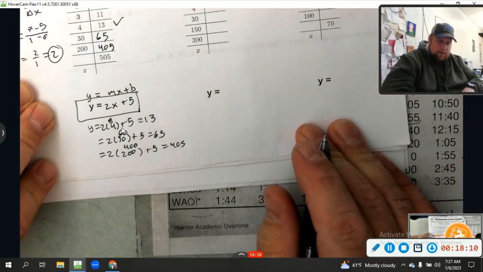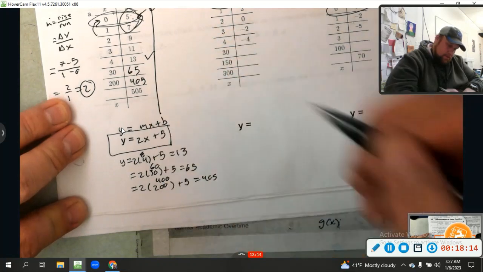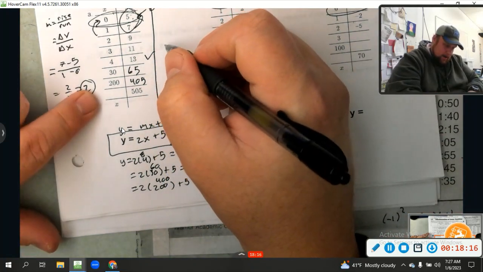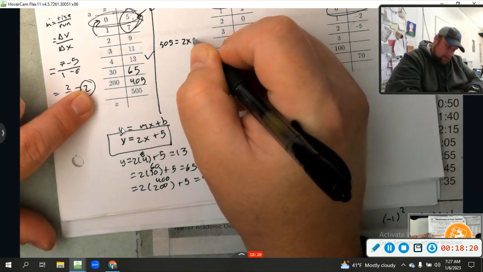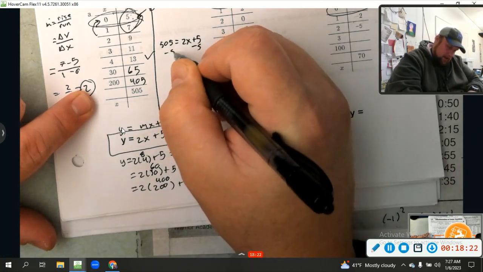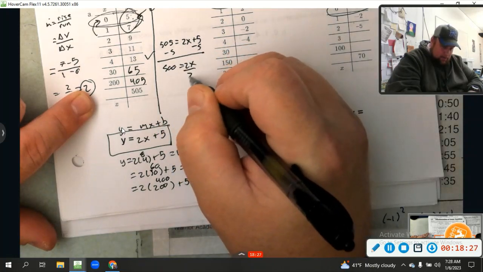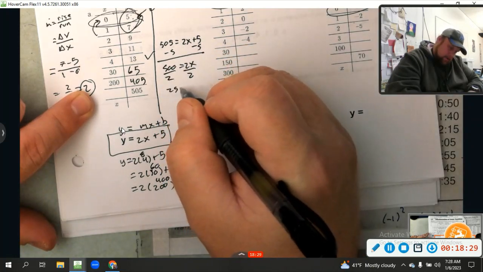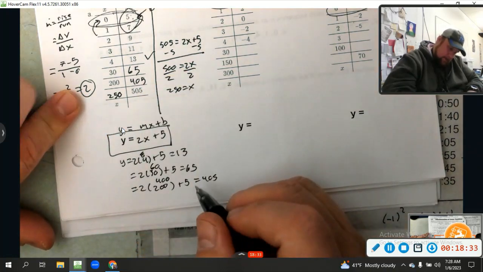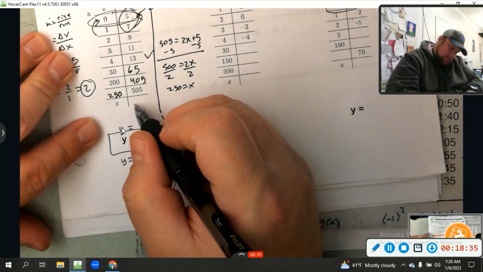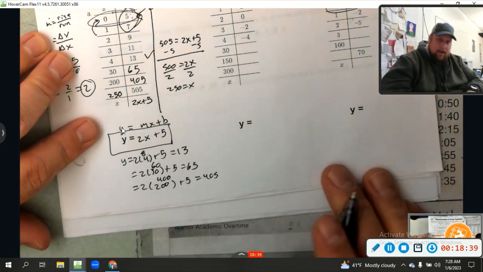Or I could go the opposite direction. Well, I'm going to run out of room here. Let's do it beside right here. I'm going to have 505 equals 2x plus 5, so subtract 5 from both sides. 500 equals 2x, divide both sides by 2, and 250 equals x. So, x is just 2x plus 5. Look at that.